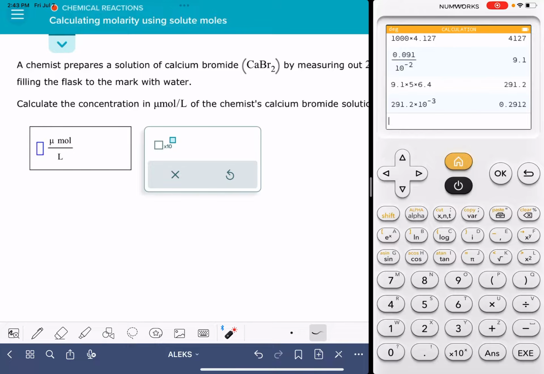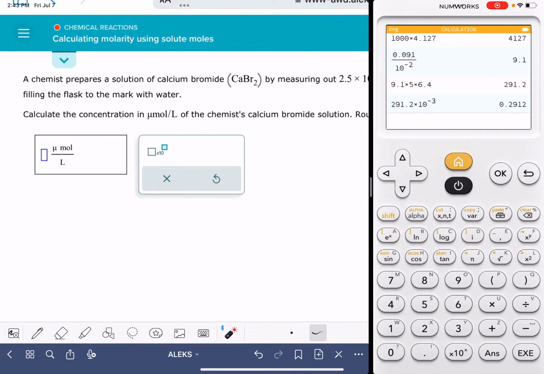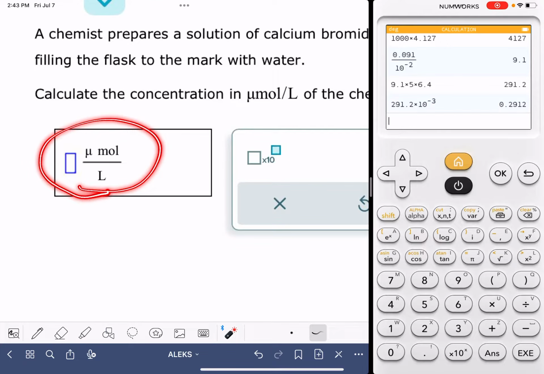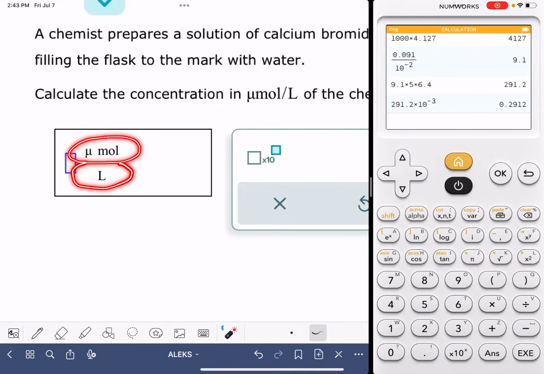In this video, I'll show you how to solve the ALEKS problem called calculating molarity using solute moles. This problem is going to give us a number of moles of a particular substance and also volume, and it wants us to calculate the concentration of the solution using the units that ALEKS is specifying. So in my problem, it wants me to calculate the concentration using micromoles and liters.